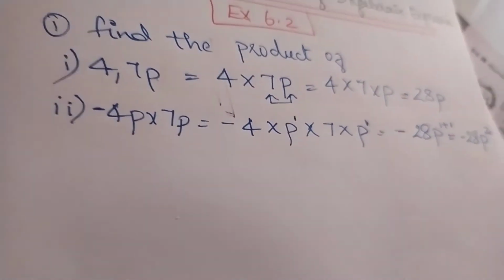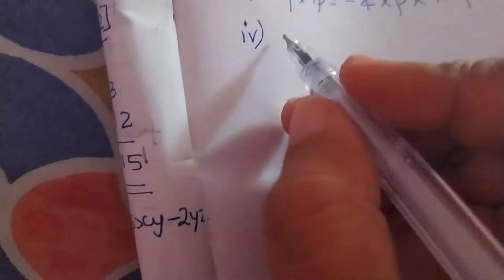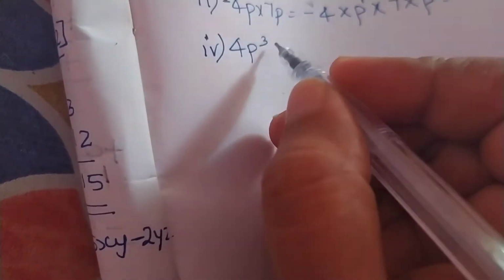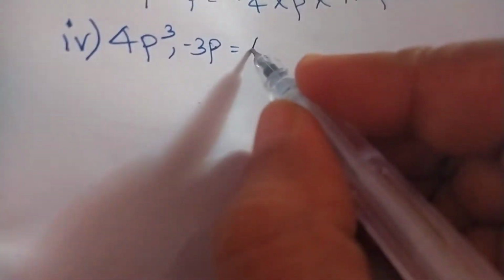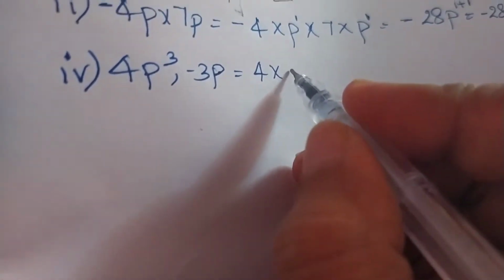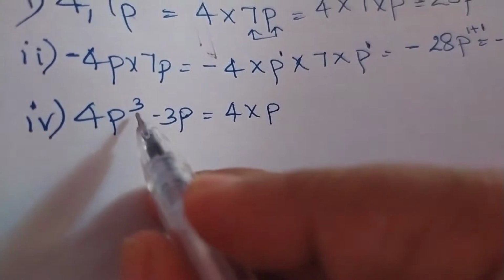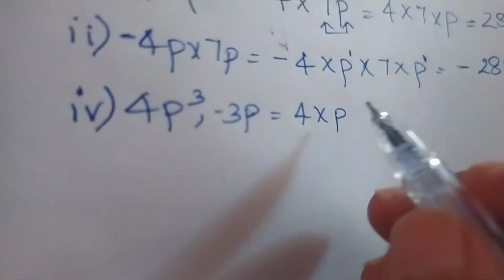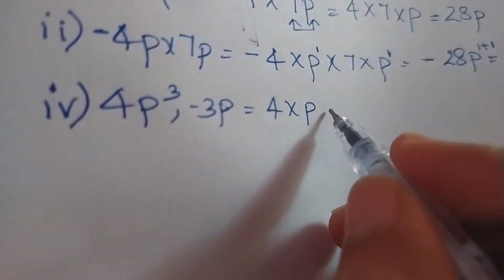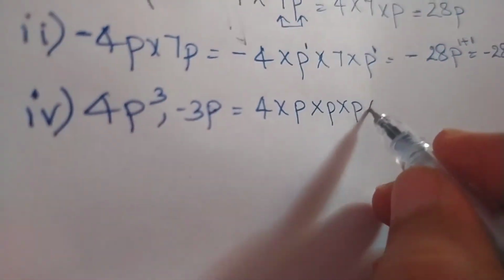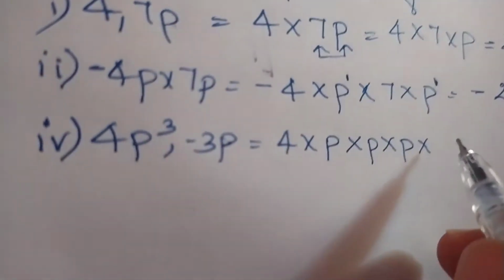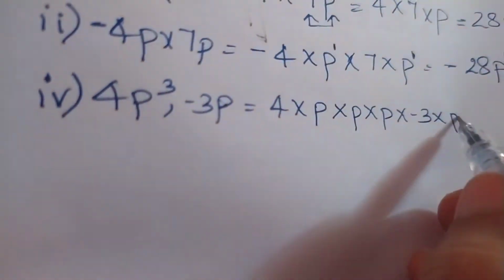I'll do the fourth problem, children, in which the powers are different. So 4p cube and minus 3p. Okay. So this is understood as 4 into p cube. P cube means p is multiplied 3 times. So this is p into p into p, into minus 3p, which becomes minus 3 into p.